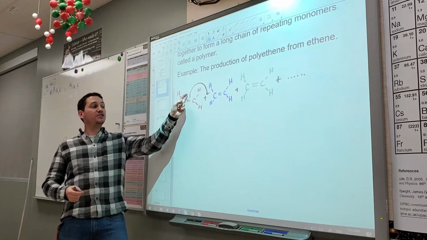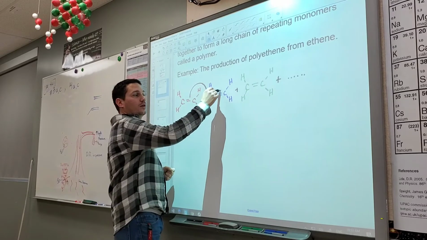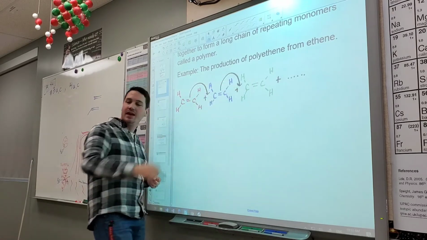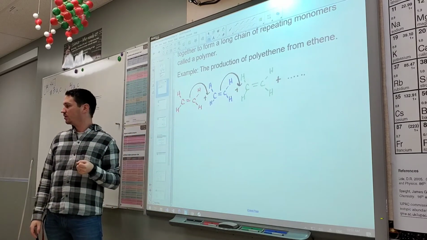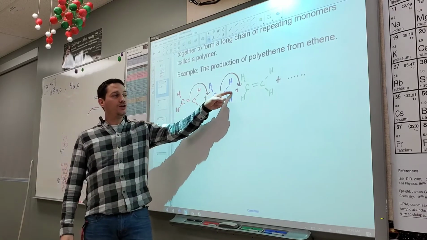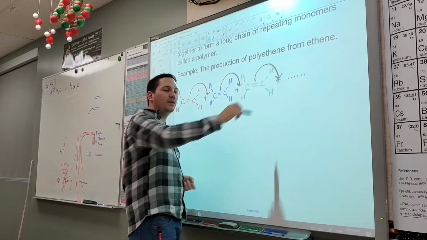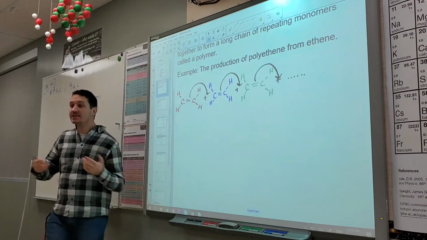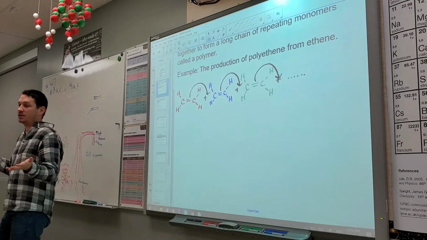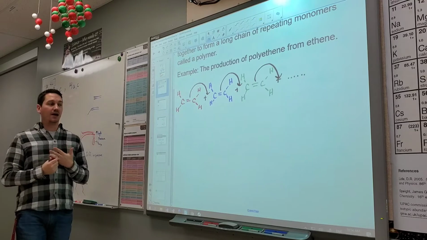Is that allowed? Can we have 5 bonds on a carbon? No, so this new bond that's formed, what's it going to do? It's going to kick out that half of that double bond. Do you kind of see what's happening here? If we're going to make a new bond on this carbon, that's going to kick out the double bond, and it's going to continue on. It's basically setting up a chain reaction here.